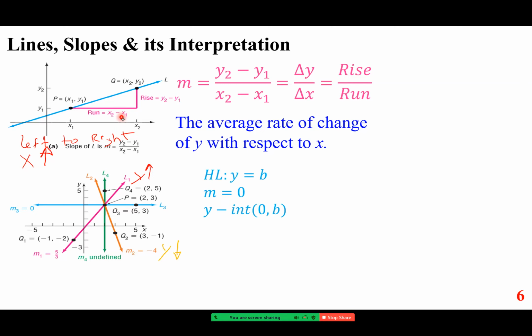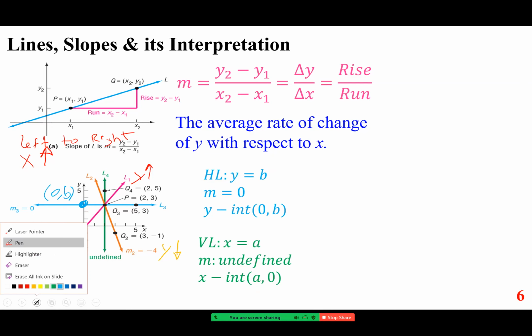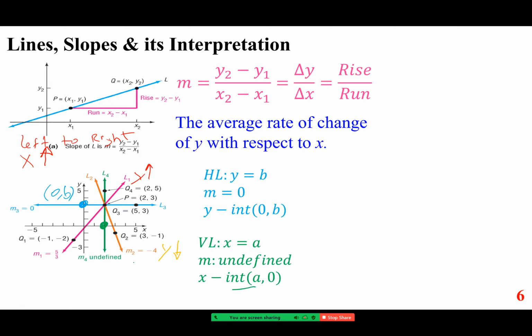So what do we know? HL, short for horizontal lines, have the equation of the format y equals b, where this point has coordinates (0, b). And the VL, or vertical lines, x equals a, the slope is undefined, and the x-intercept here is located at (a, 0). What else do we want to add?